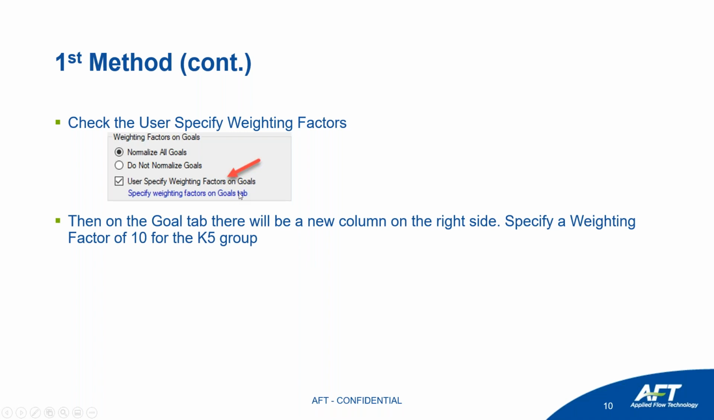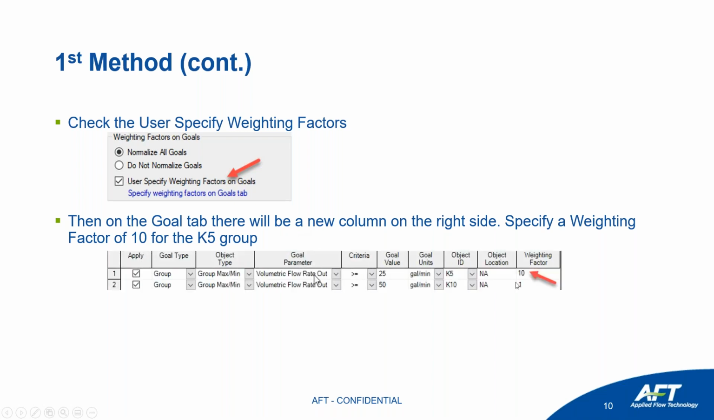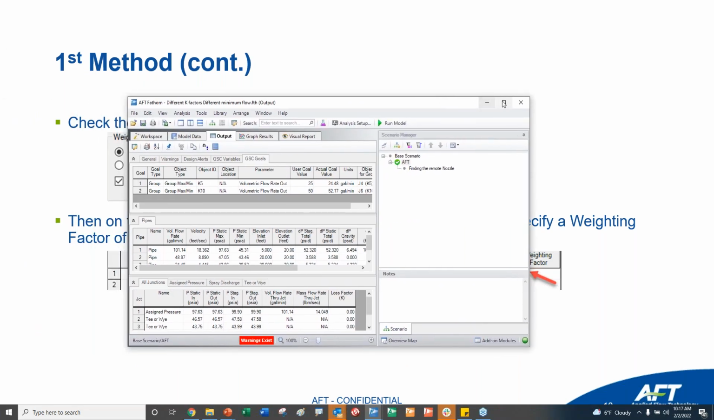Then the goal tab will have a new column, and we can specify a group factor or temp factor for group K5. So here we would specify a temp factor for this group K5, which has a requirement of 25 gallons per minute. So let's do this.